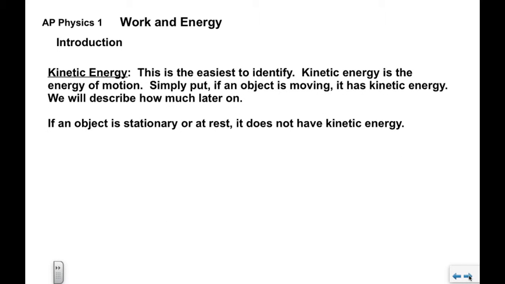So first we'll look at kinetic energy. Kinetic energy is the easiest to identify. It's the energy of motion. Simply put, if an object is moving, it has kinetic energy. We're going to get to how much later on. If the object is stationary or it's at rest, it doesn't have any kinetic energy at all. Again, that's the easiest one to identify.